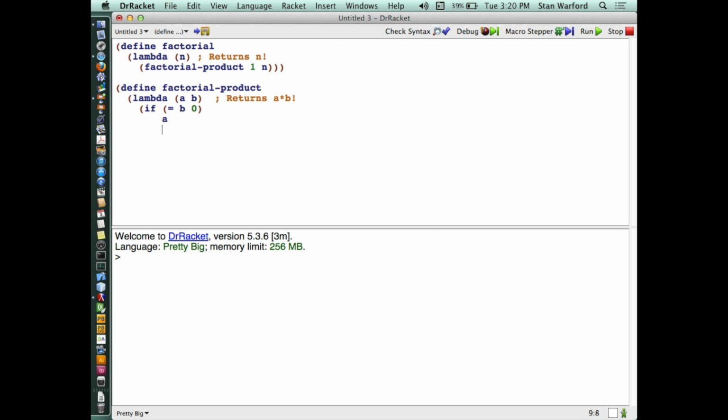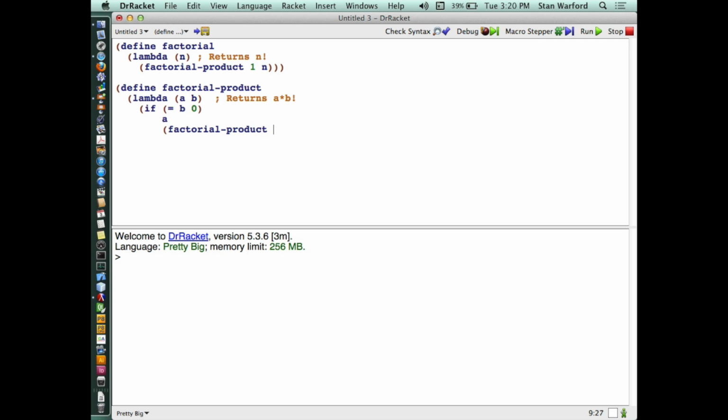Excellente. Now comes the recursive call. Otherwise, what do we return? Do we have to do times something, or plus something? No, because this is tail recursive. So what do we put? Yeah, we return factorial product. Are you with me? You see how this is going to be tail recursive? So we return factorial product, but it's factorial product of what?